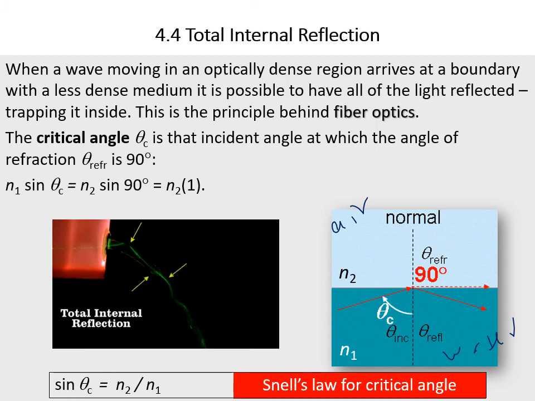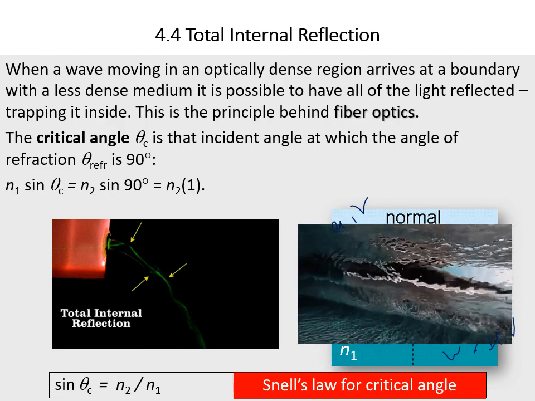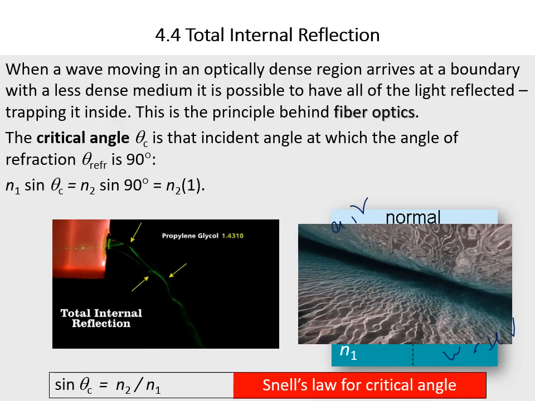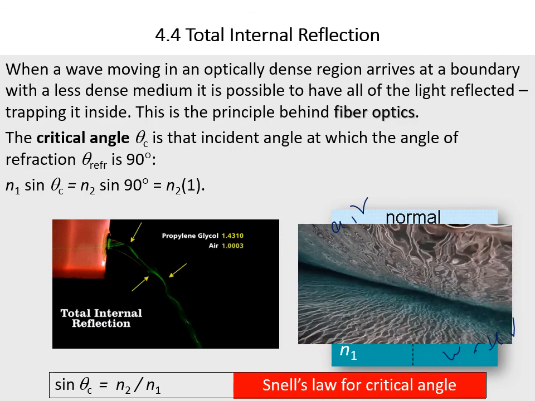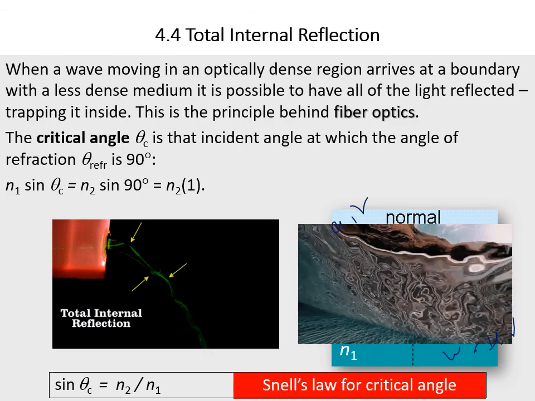And this is Snell's law for critical angles. You can see total internal reflection here in this GIF. We have propylene glycol, 1.43, the surrounding air, 1.00, and the laser beam that's traveling through the bucket out of the opening, it stays inside of the propylene glycol. That's the principle behind total internal reflection.